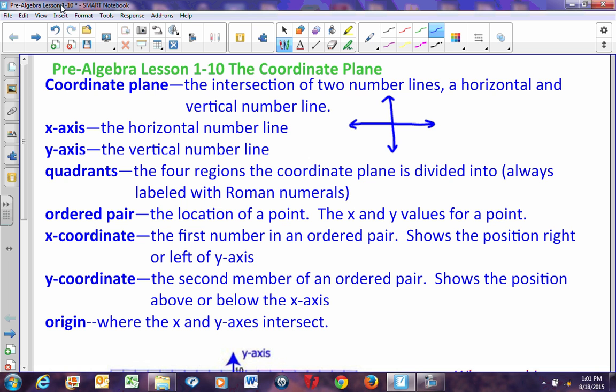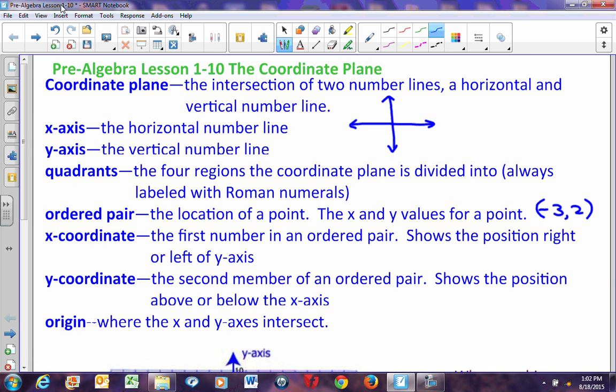It's the x and y value for a point. For example, (-3, 2) is an ordered pair. They're always given in parentheses so that you can distinguish one point from another point, where one point begins and ends versus another point beginning and ending.